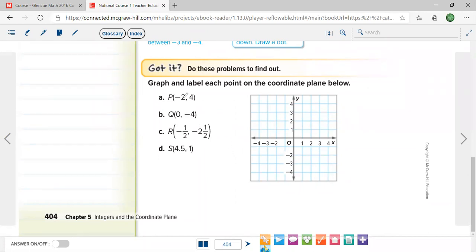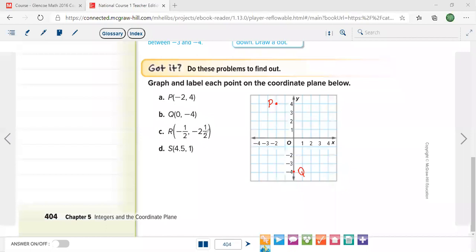Okay, let me plot. The P is -2 and 4. So we go to -2 on the x, up to 4 on the y, and we plot the point, and we name it P. Then 0 and -4, 0 on the x, -4 on the y, and we name it Q.